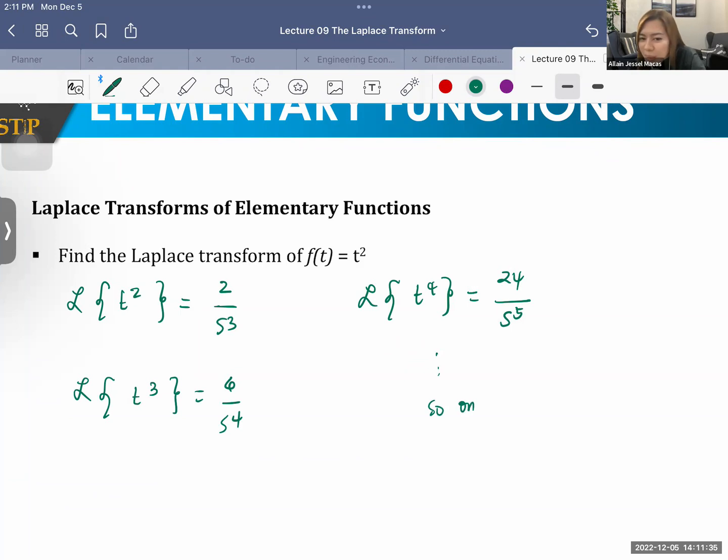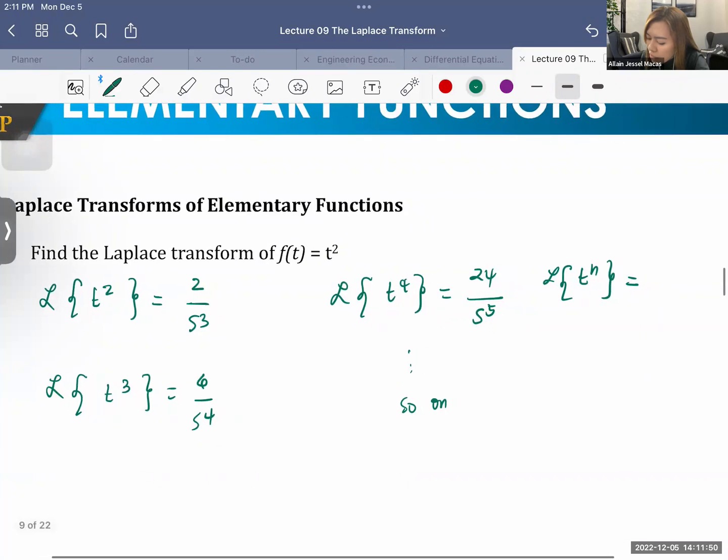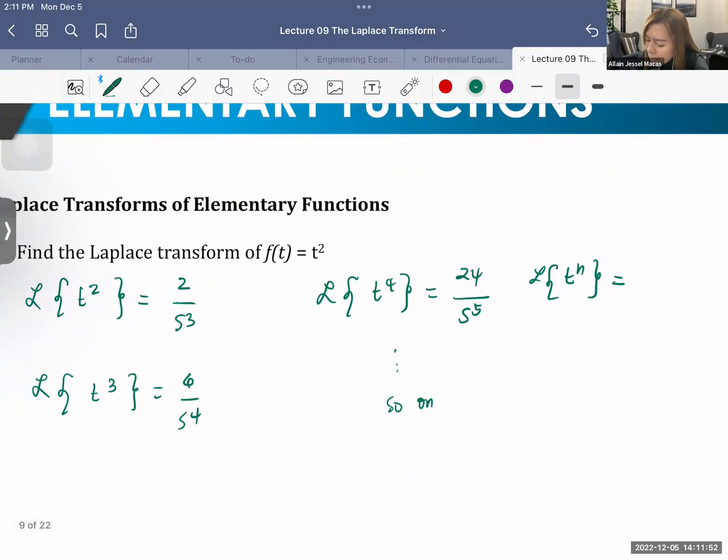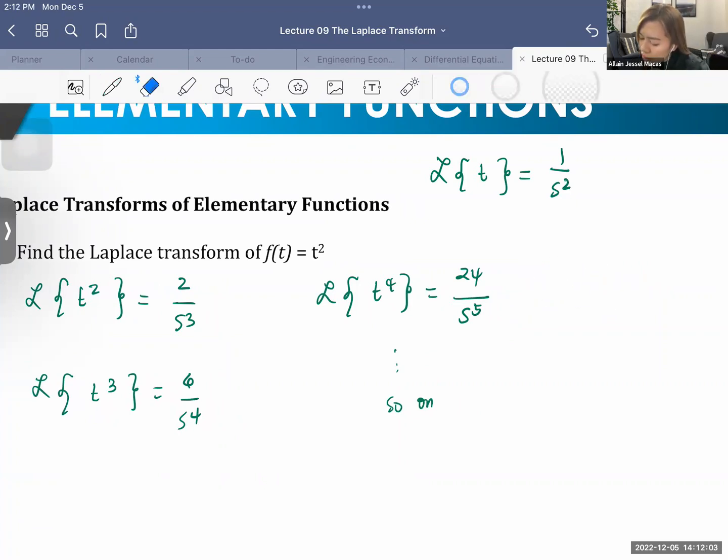Okay? Sige, mag-try lang ta guess diri class. What do you think is the general formula or the general equation for the Laplace transform of t to the n? Can you guess based sa inyong pattern nga nakita? We know for a fact that the Laplace transform of t, katong nakuha nato ganina, is 1 over s squared. Sige, can you guess? Guess lang. Dili ta mo-punish kung masayop mo.